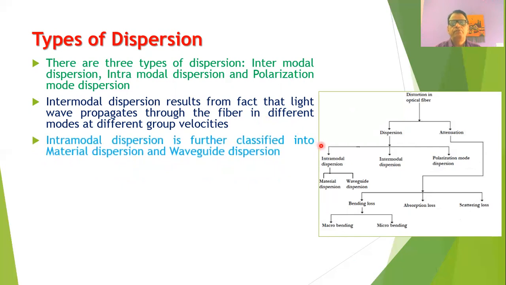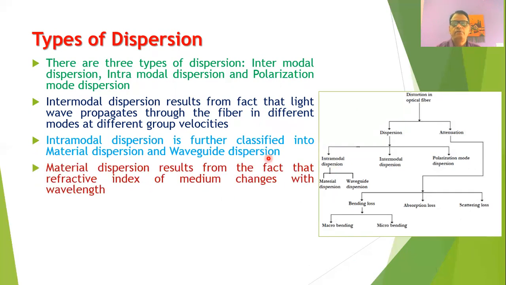Another type of dispersion is called the intramodal dispersion. An intramodal dispersion can be further classified into material dispersion and waveguide dispersion. Material dispersion results from the fact that the refractive index of the medium changes with the wavelength of the light. So if the wavelength is changed, the refractive index of the medium will also change. Because of this, some kind of dispersion is introduced in the propagation of light, and that is called the material dispersion.